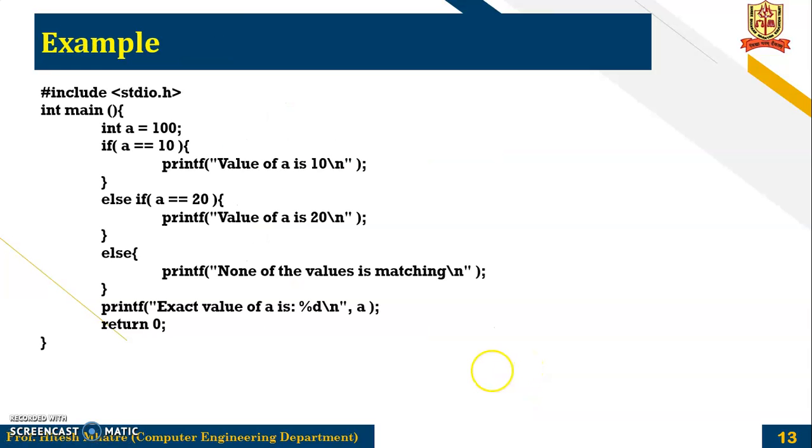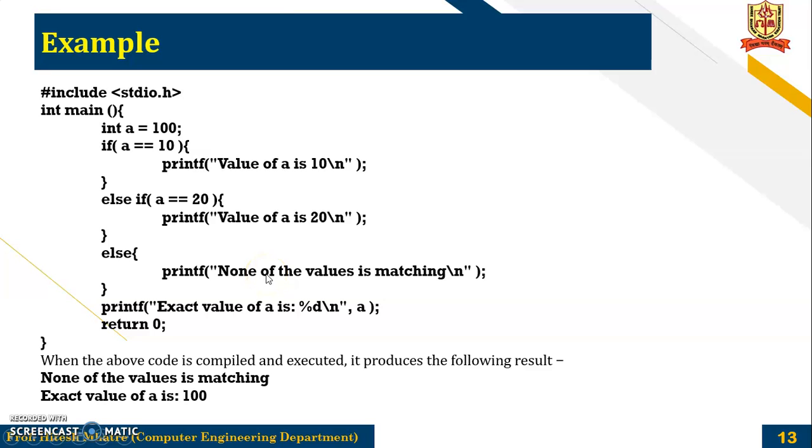Now just an example here, integer a equal to 100. So if a is equal to 10, it will display "the value of a is 10". Else if a is equal to 20, it will display "the value of a is 20". Else print "none of the values are matching" and then display the value of a. So here we can see the value of a is 100. So the first condition is false, so it will go to the else part. Again the second condition is false, so it will go to the else part, and then you will get the message "none of the values is matching" and the exact value of a is 100.